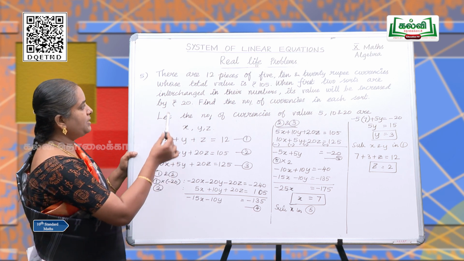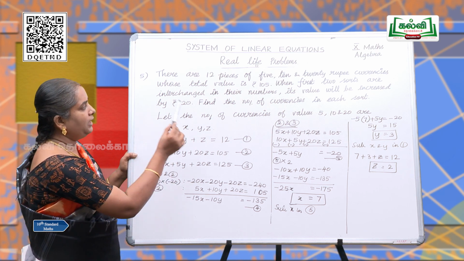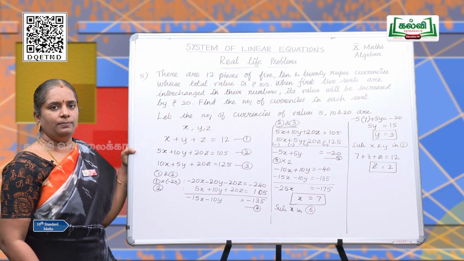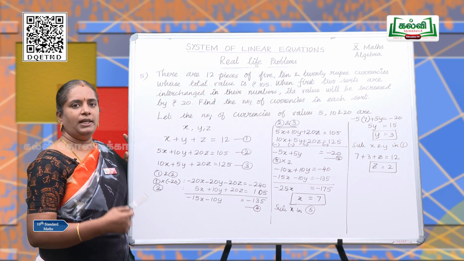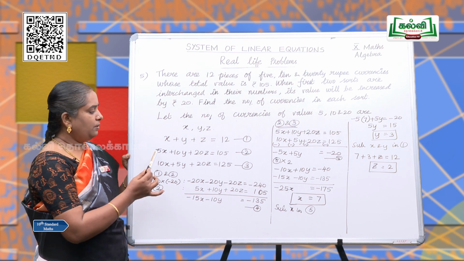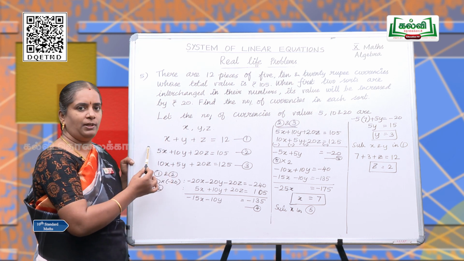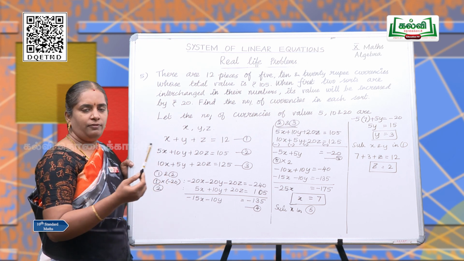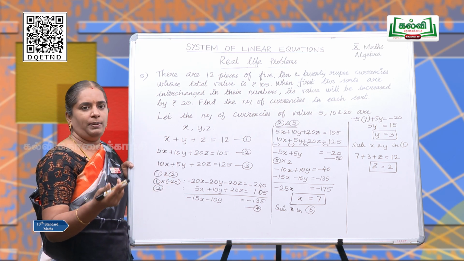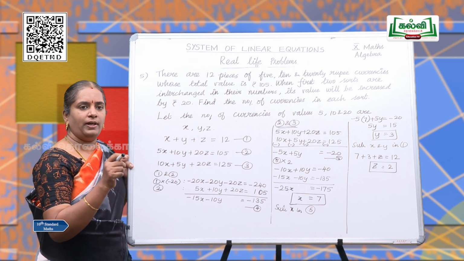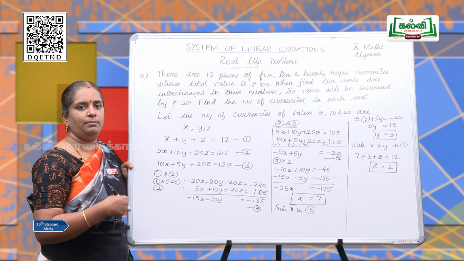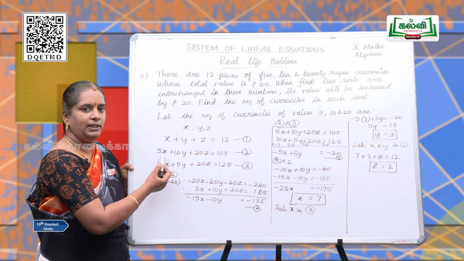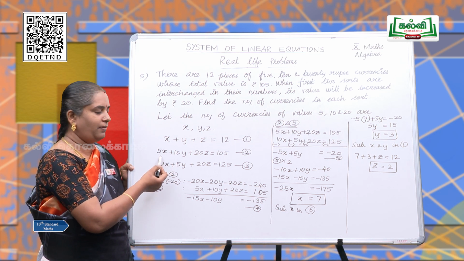The second statement says that their total value is 105. What do you mean by value? The number of notes into the currency value. There are x 5 rupee notes, so the value of 5 rupee notes is 5x. For example, if there are 2 5 rupee notes, you say 2 5s are 10 rupees, so 5 into 2. Like that, we multiply the number of notes by its value.